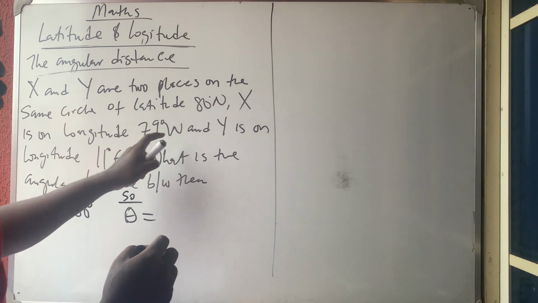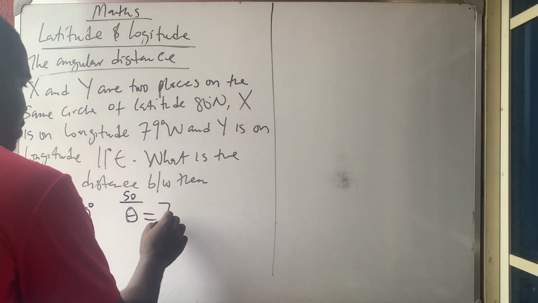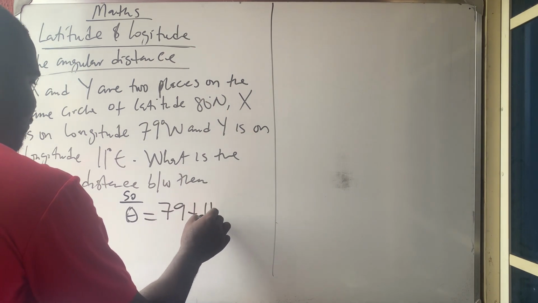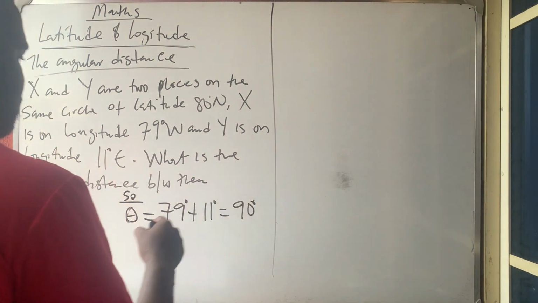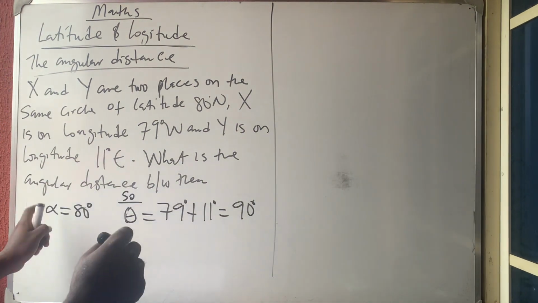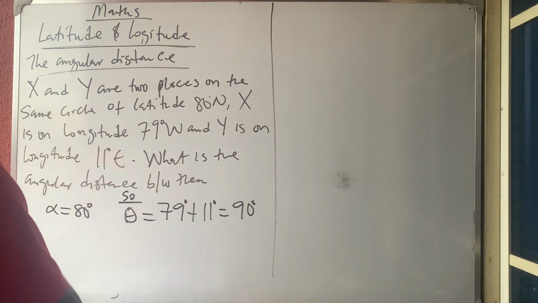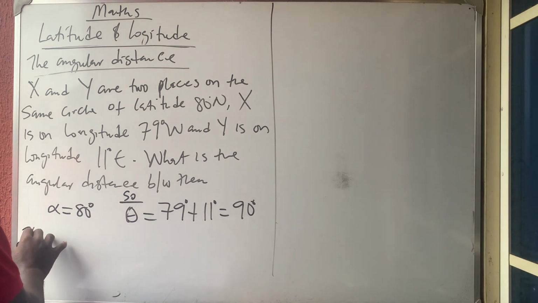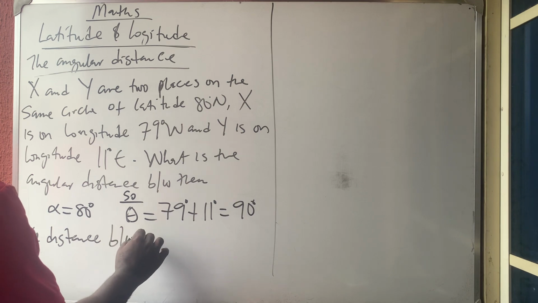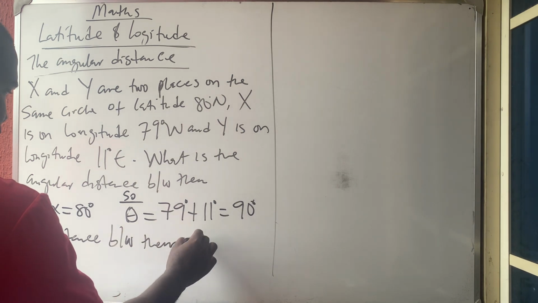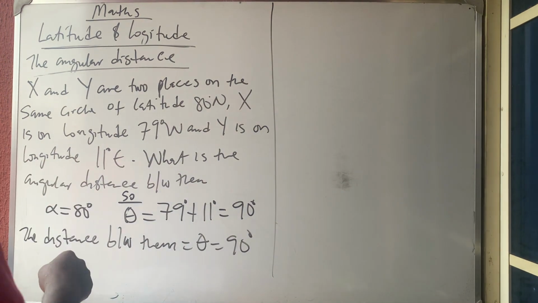West and east are not on the same side, and I told you that if they are not on the same side, you just have to add. So I'm going to say 79 plus 11 degrees. My answer will give you 90 degrees. So the distance between them is the 90 degrees, not the alpha. I will still tell you what to do with the alpha. But the distance between them is the 90, please, not the alpha. Let me even write it. The distance between them is equal to that theta, and it is equal to 90 degrees.